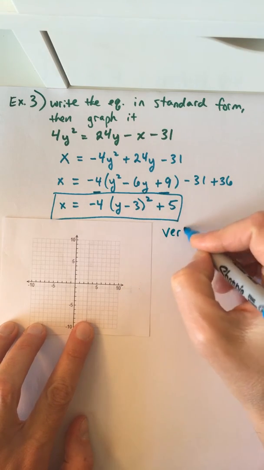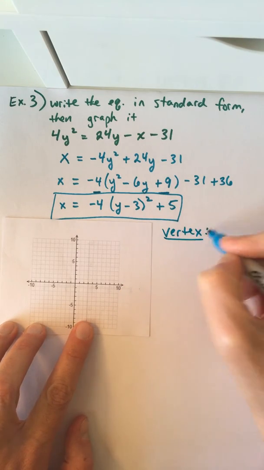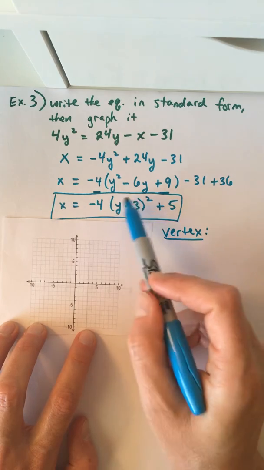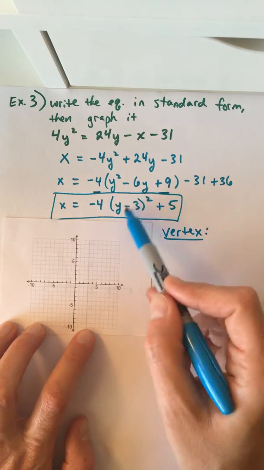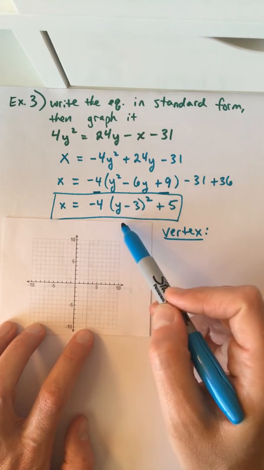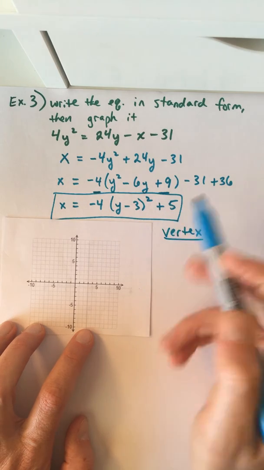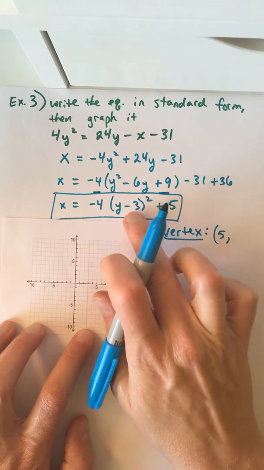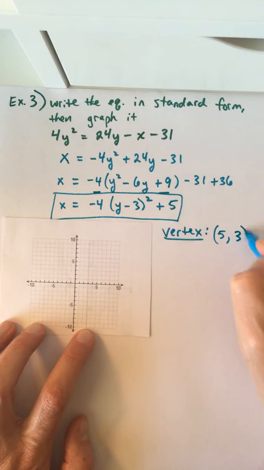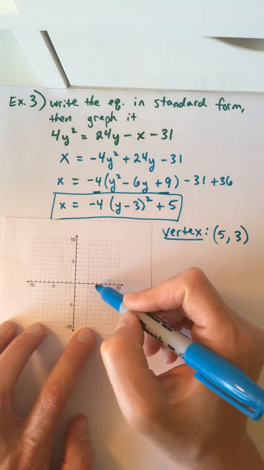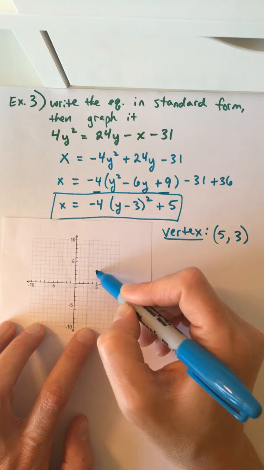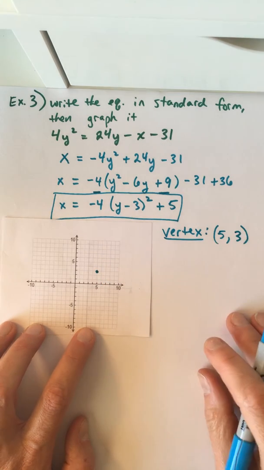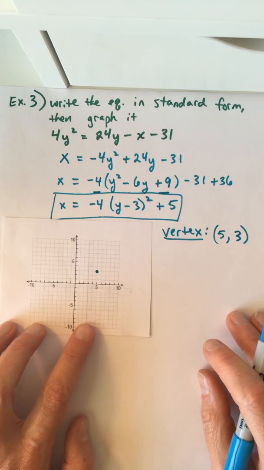The vertex, being really careful here, this negative 3 is tempting to write down for your x value, but it's attached to the y. So our x value here is actually 5, and our y value is the opposite of this, 3. The vertex is 5, 3. So over 5 and up 3, and there's the vertex. Let's go ahead and find the directrix and the focus too.